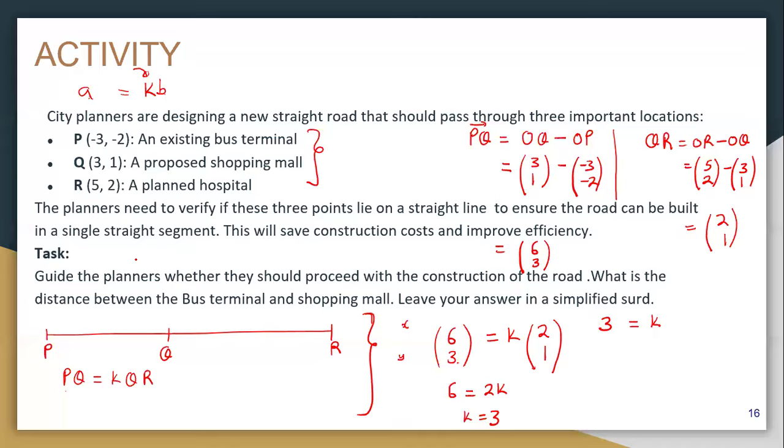Now, you have to respond back to the item. They're asking you to guide the planner whether they should proceed with the construction of the road. Remember, the condition was that the 3 points must lie on the same line. So here, who can give us a conclusion? You can raise up the hand and tell us how you'd conclude, how you'd guide them, and give a response with a reason. Anyone to tell us how you think you can guide them?